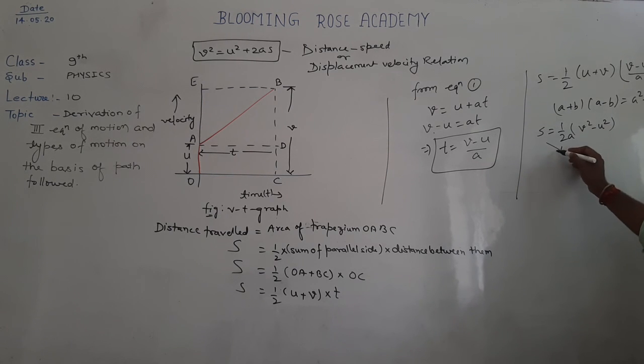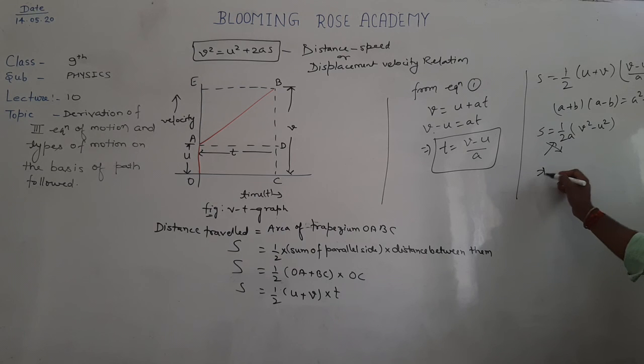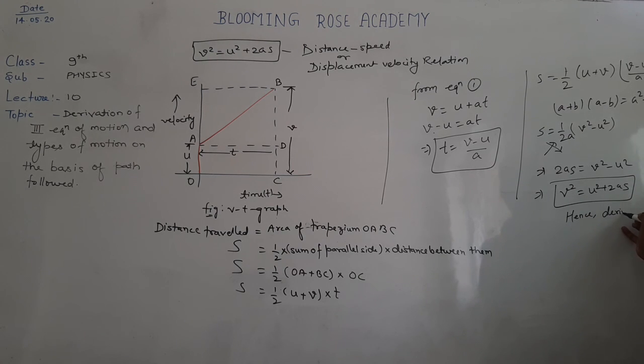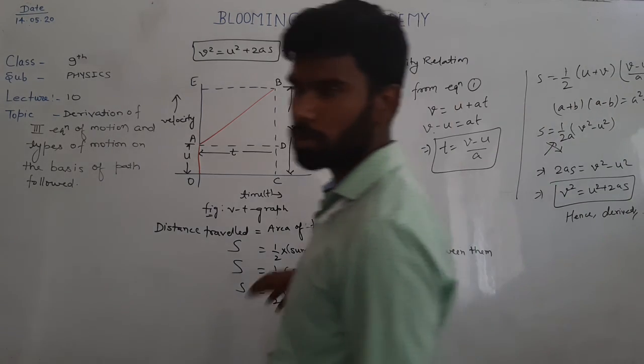On cross multiplying, we get 2as equals v square minus u square, which implies v square equals u square plus 2as, hence derived. So we have derived the third equation of motion.